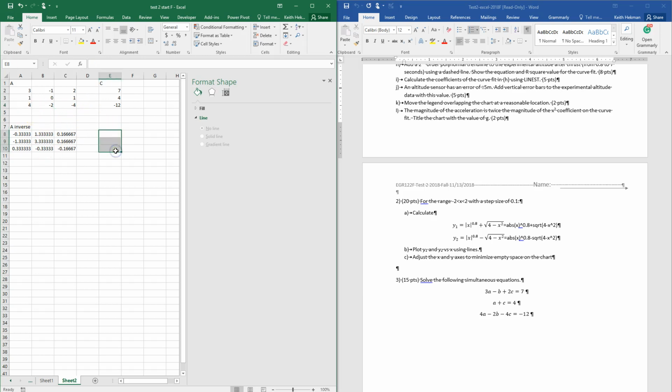And then this we do equals MMULT of the inverse of A and C. Control Shift Enter. So this is A, B, and C. So that's the answer.